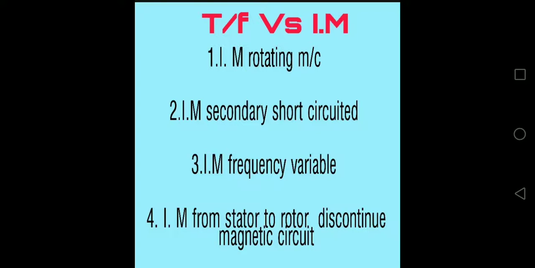So, transformer versus induction machine. Here are the differences between a transformer and an induction machine. An induction machine is a rotating machine, a transformer is a non-rotating machine. The induction machine is rotating because there is a rotating magnetic field in it, and a transformer is non-rotating because there is no rotating magnetic field in a transformer. Coming to the second point, in an induction machine the secondary is short circuited, but the transformer secondary is connected to the load.